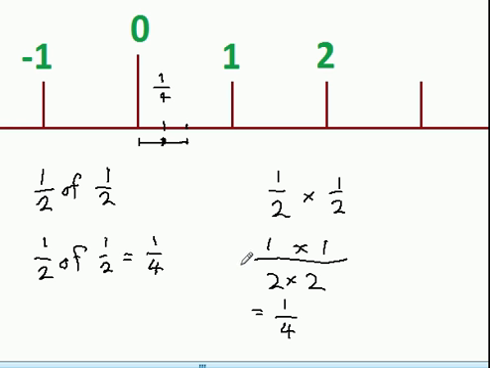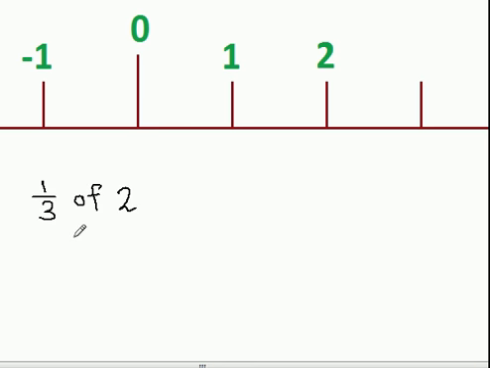Let's have a look what happens when we multiply a whole number by a fraction again. In this case, we're going to find a third of 2. So if we have a look on the number line, there's 0, there's the distance between 0 and 2 there. And if I cut it up into thirds, like that, you can see that we're roughly round about here.